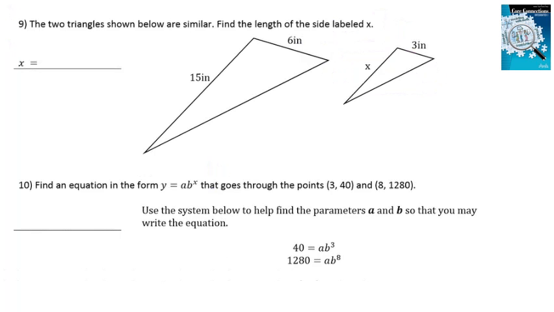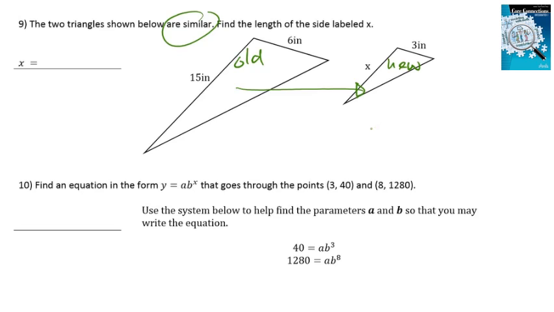All right, the two triangles below are similar. Find the length of the side labeled x, which is right here, right? So we need to find this x. So if I think about it, there's a lot of ways I can do this, right? If I'm doing a transformation from this to this, I am taking the old, this is my old figure, and this is the new one.